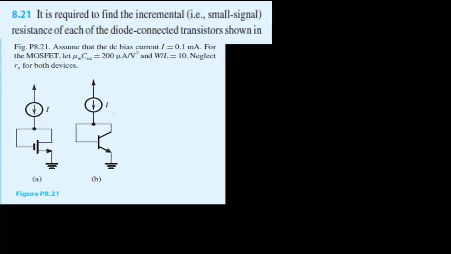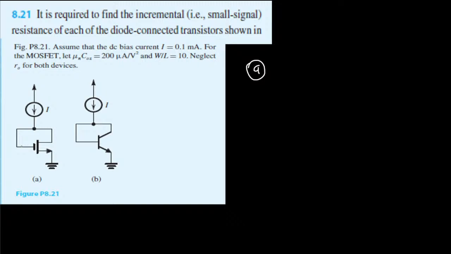Okay, here I'm just going to do the A part, which contains the MOSFET, and the B part with the BJT I will do in my next videos. So let's look at the A part here. The question is asking us to find the resistance, and the resistance we have is the input resistance.